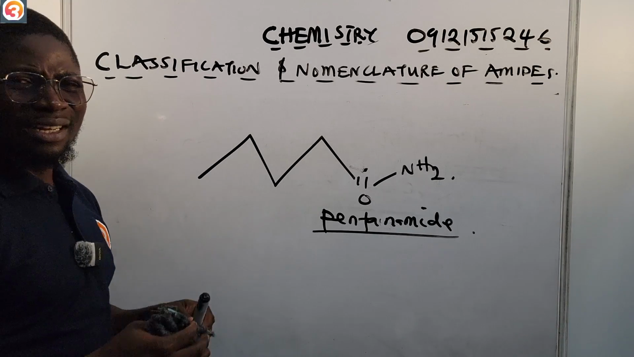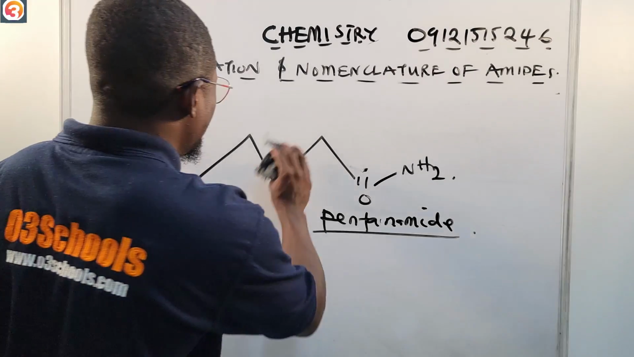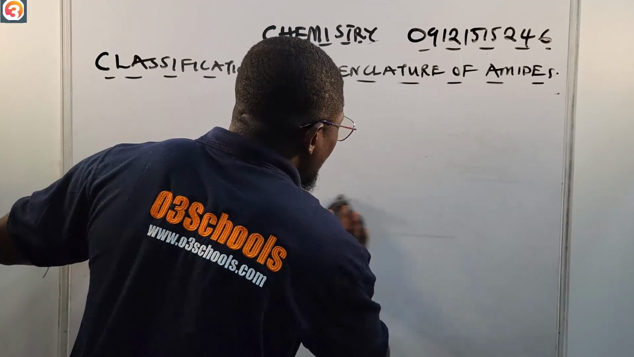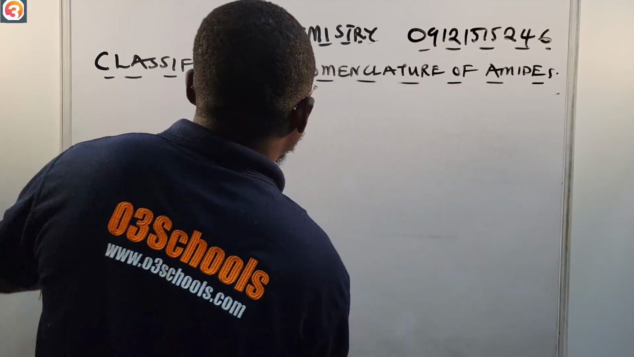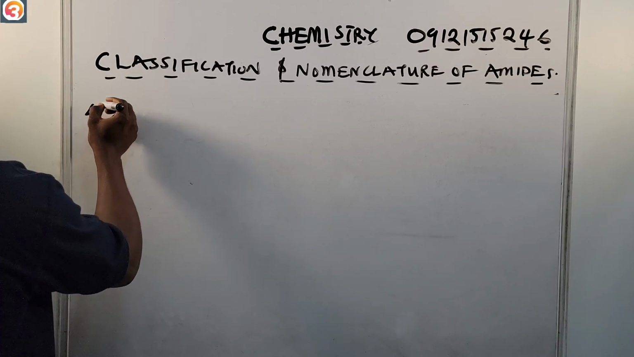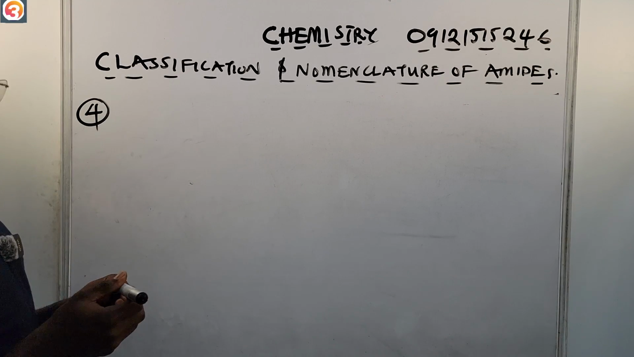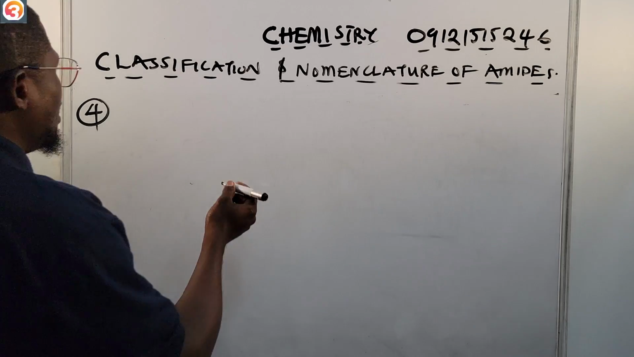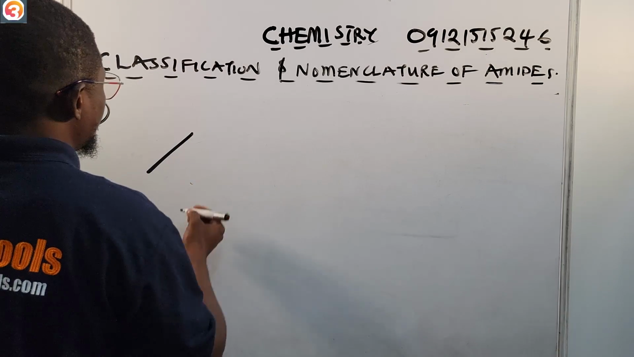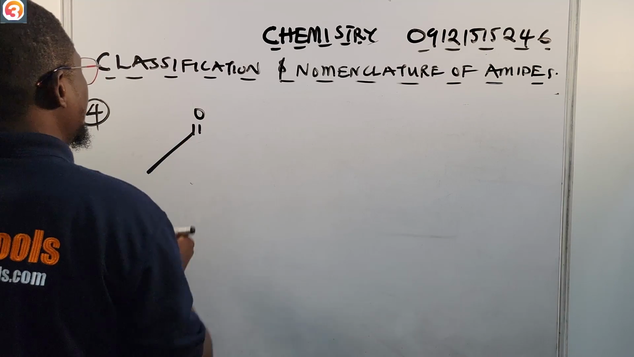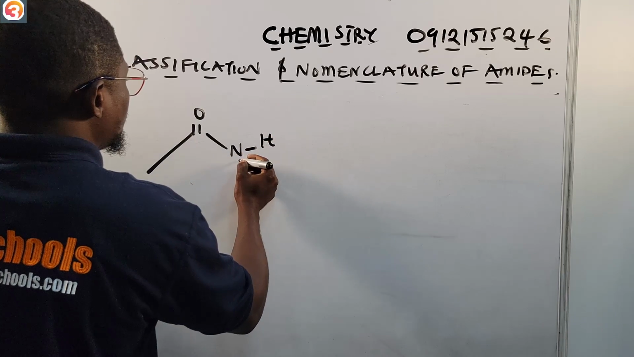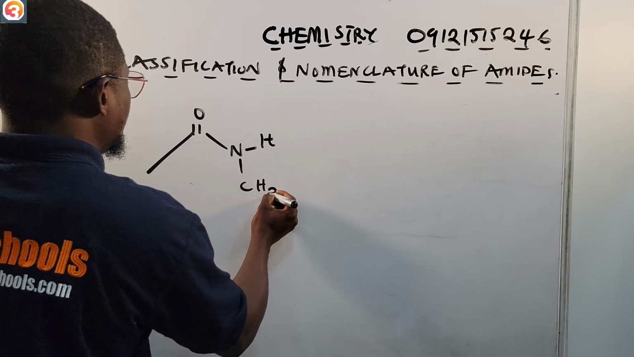Now let us go to secondary amides. Let's see an example of a secondary amide. All right, how can we name a secondary amide. Now let us see our fourth example. Let's say we have this: C double bonded to O, then N bonded to H, then bonded to CH3.